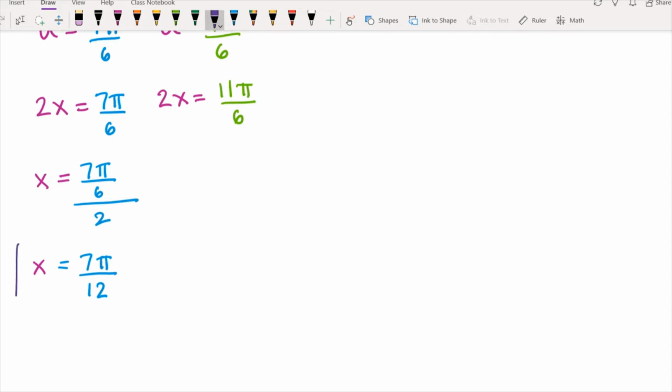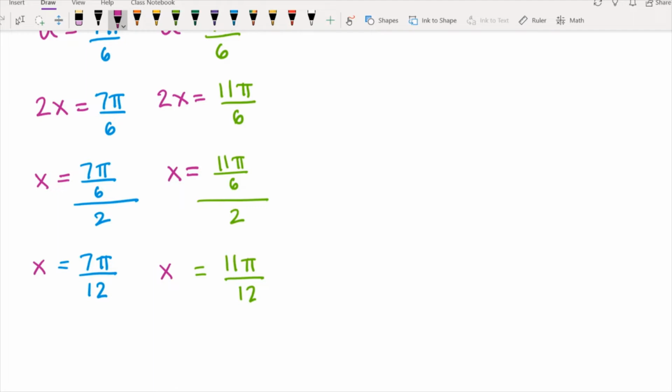And then similarly on the other part, and actually let me not box this just yet because there's going to be another step at the end. Similarly over here, we would get x is equal to 11 pi over 6 over 2, which is going to be equal to 11 pi over 12. So those are 2 answers. They're not all answers, but those are 2 answers that work.